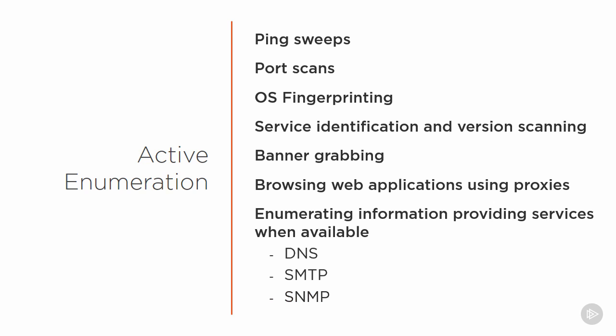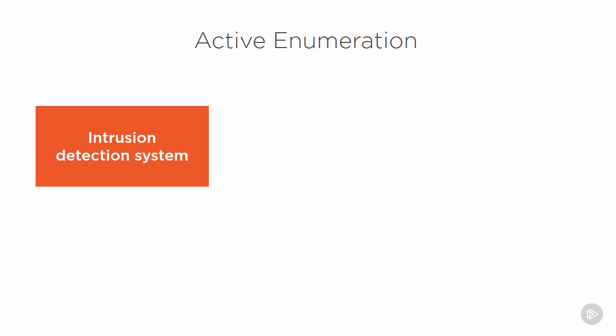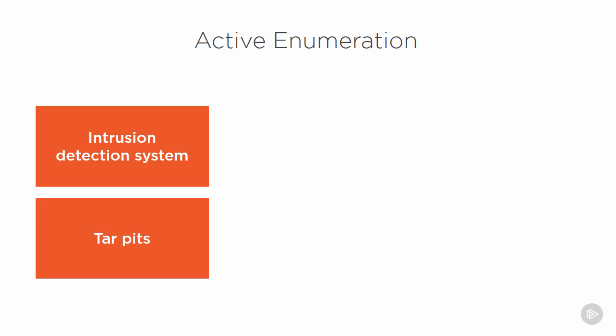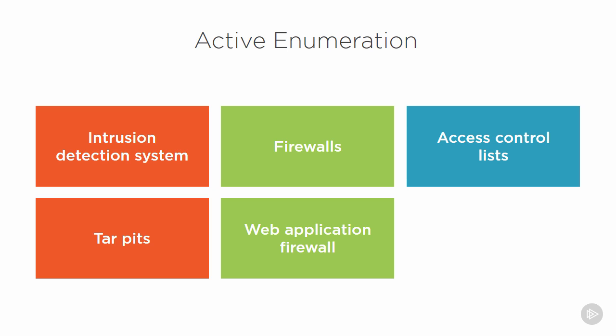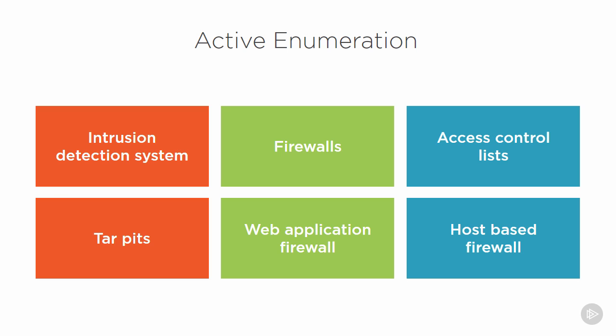During active enumeration, you will also need to determine if there are any security controls or protections in place. These could include items such as IDS and IPS that might interfere with the next phase of the penetration test. Tar pits that slow you down when performing enumeration attacks. Firewalls that may need to be bypassed or that might cause your enumeration steps to come back with odd results. Web application firewalls that may attempt to block you from certain activities. Or access control lists that might prevent you from identifying active services or live hosts. You may also need to be concerned with host-based firewalls that will attempt to limit access to the host itself.